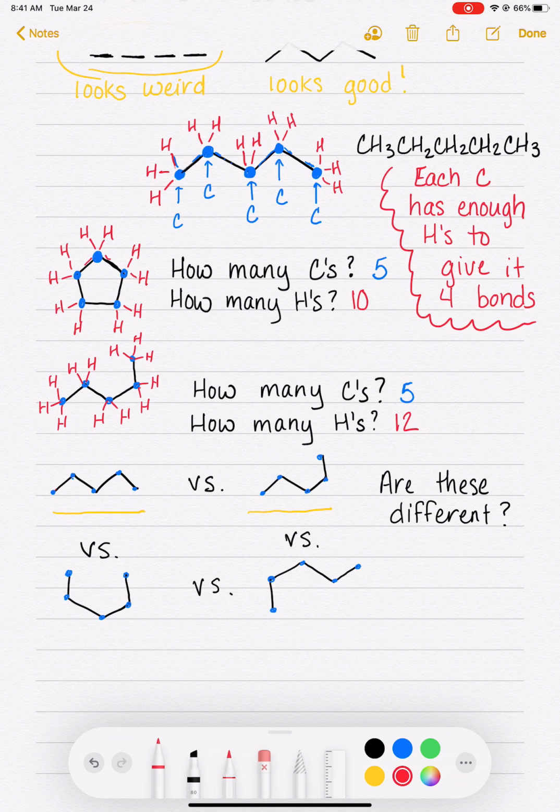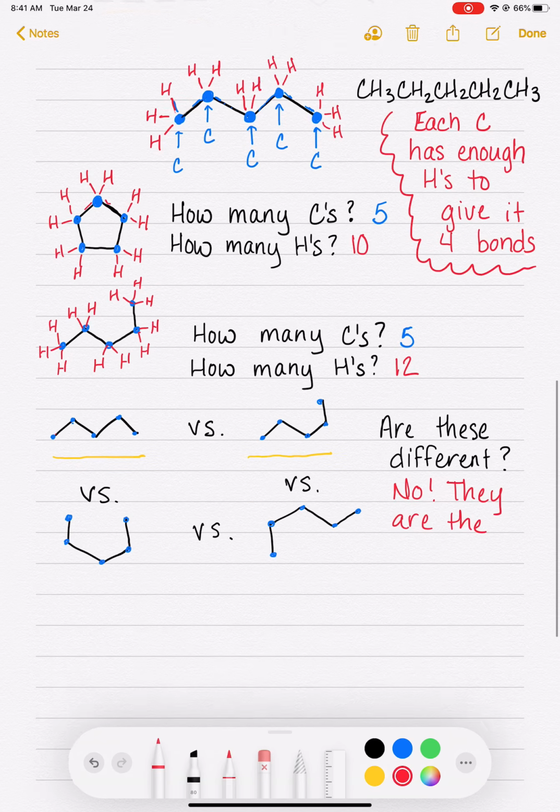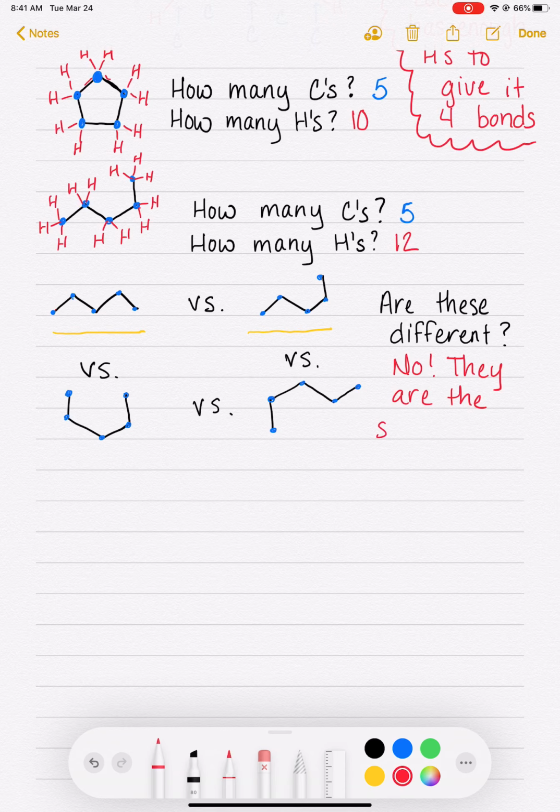Because they all have 5 carbons in a row, they aren't different. They are the same molecule, five carbons in a row, drawn 4 different ways.